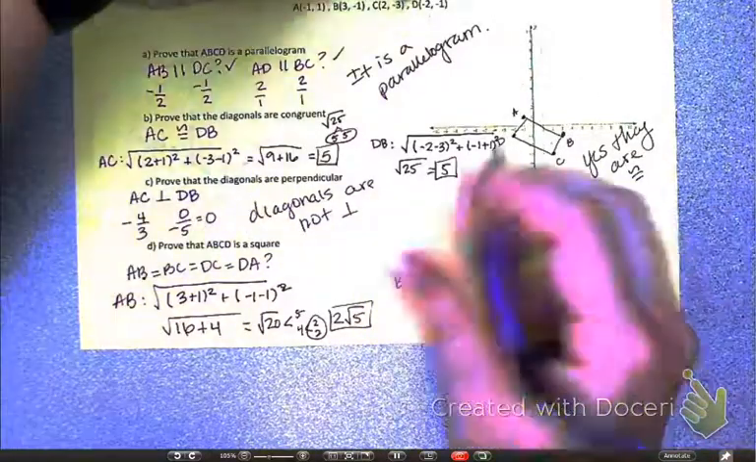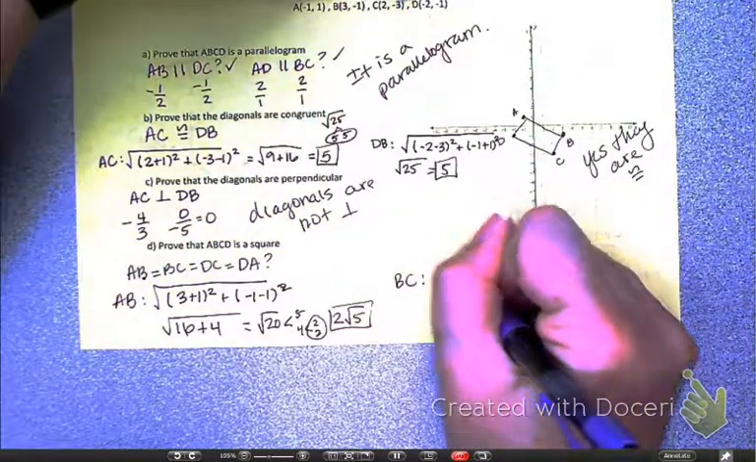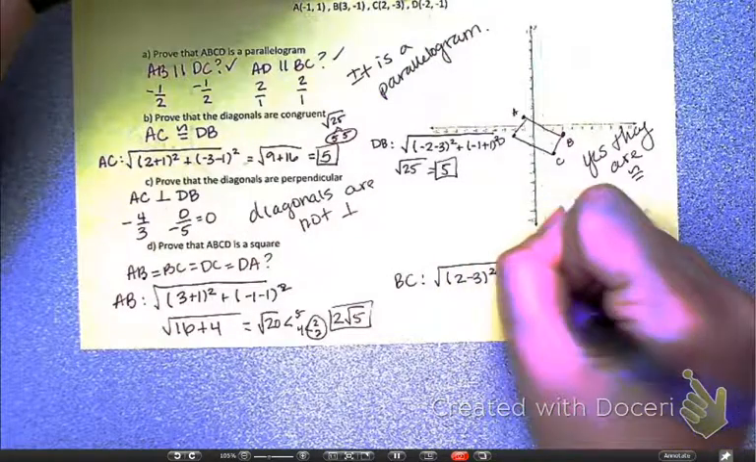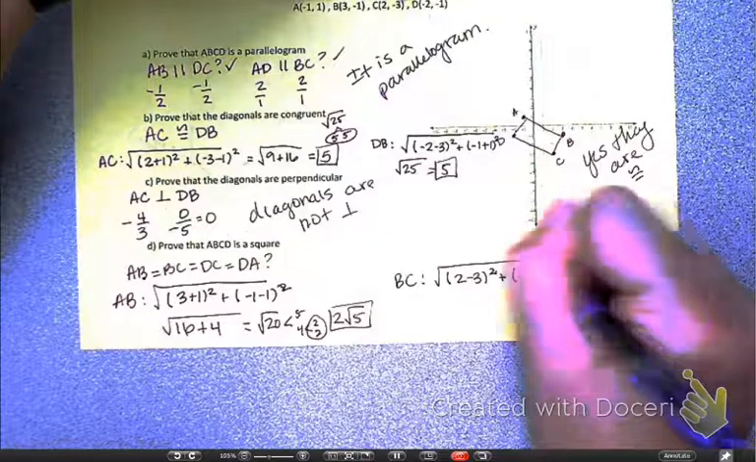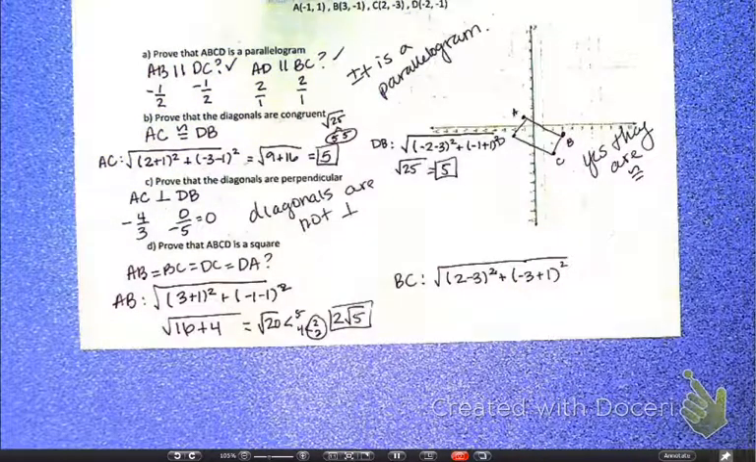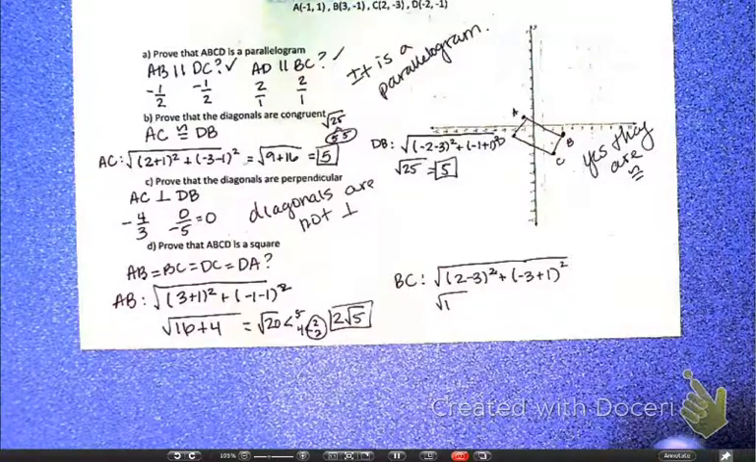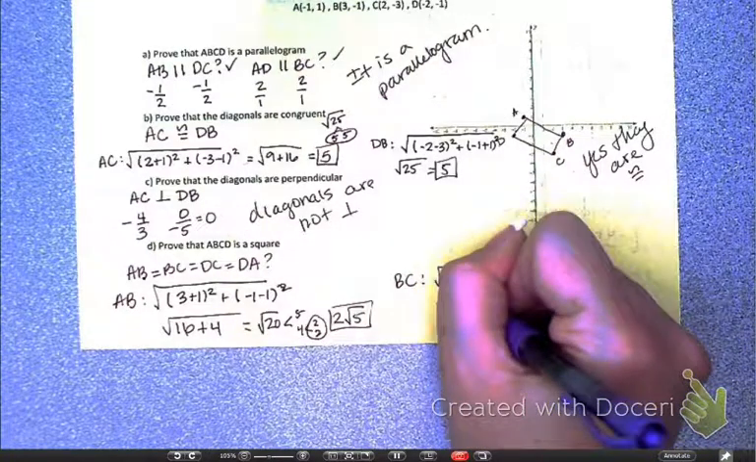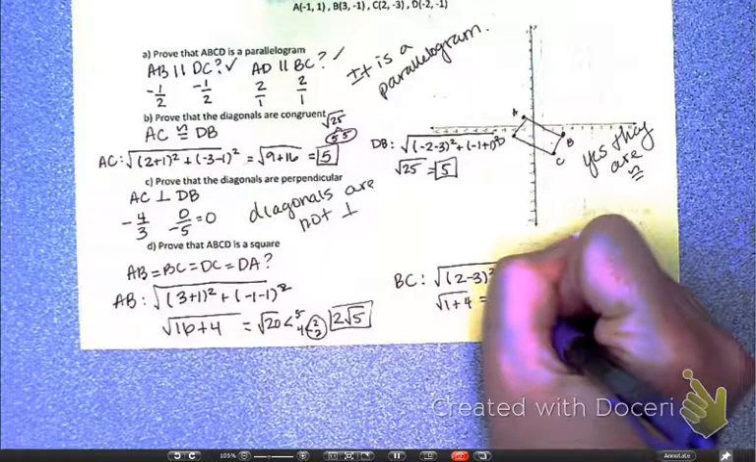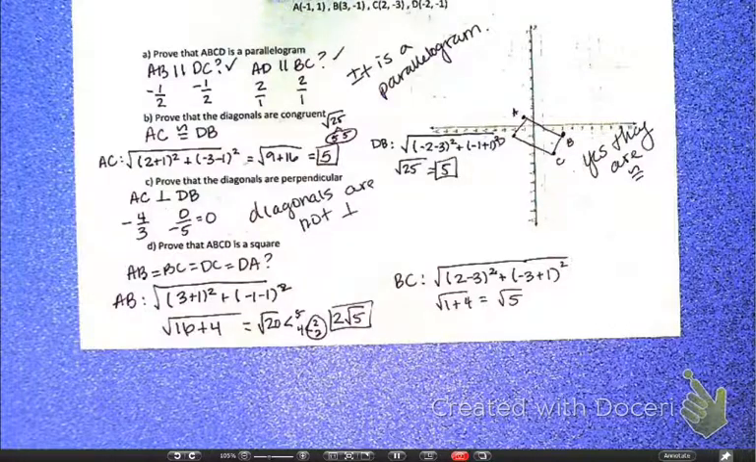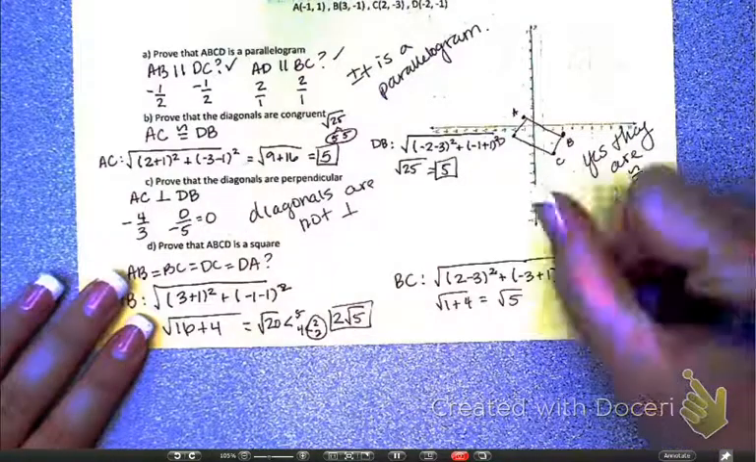BC should be 2 minus 3 squared plus negative 3 plus 1 squared. 2 minus 3 is negative 1. Negative 1 squared is 1. Negative 3 plus 1 is negative 2. Negative 2 squared is 4. So I just get the square root of 5. Are AB and BC congruent? Nope. So I'm going to stop and I can say it's not a square.